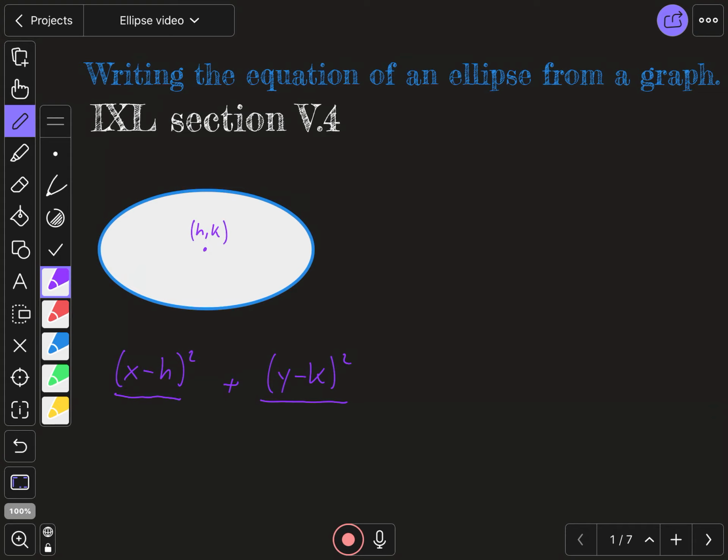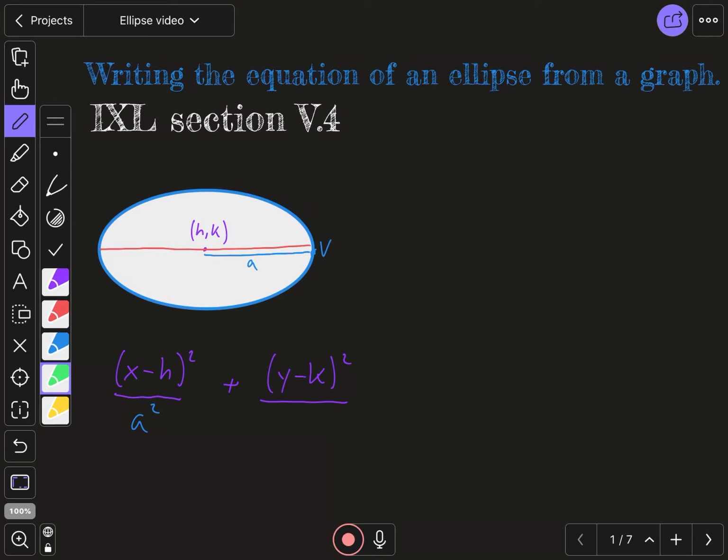What goes underneath the two fractions is going to change depending on how the ellipse looks, whether it's stretched vertically or stretched horizontally. So if it's stretched horizontally, what goes underneath the fraction is half of the major axis. So if that's the major axis, then a is the distance from the center to one of the vertices. And so that's called a. So half the major axis, or the distance from the center to one of the vertices, and then we put a squared under x because it's going in the x direction.